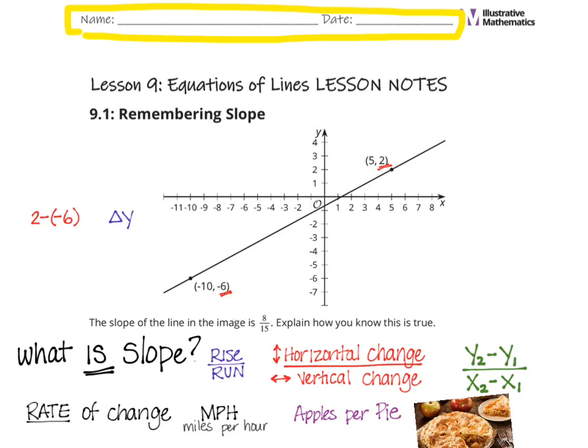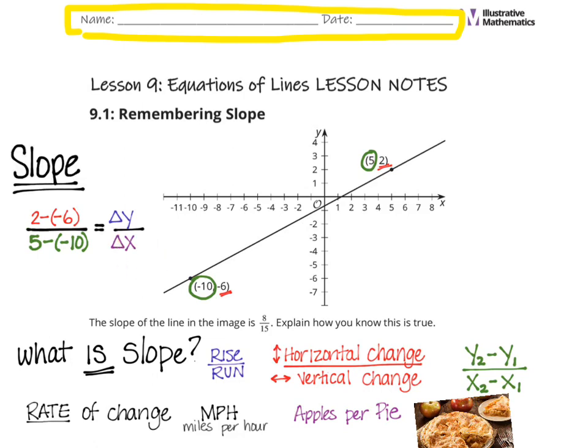That's the change in y. Now I'm going to take the x's, but again, I'm going to start with this 5. Don't switch and start with the -10. You've got to start with the 5, and you do 5 minus -10, and that's going to be your change in x. That's what the little triangle means, change. So it means delta y, or change in y, change in x. And when you compare them, meaning you divide them, one compared to the other, that's slope.